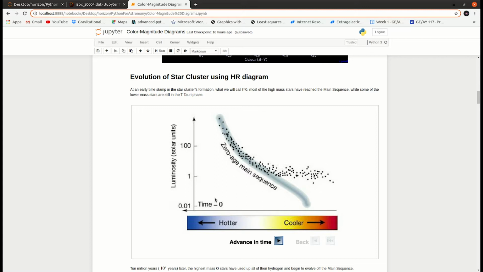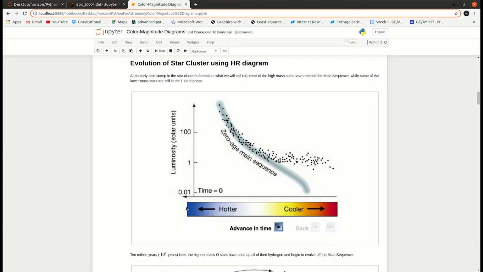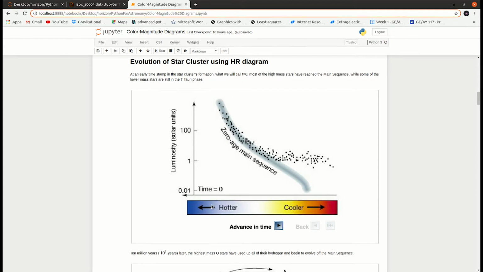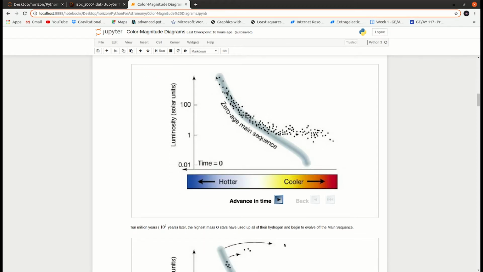It started at some point, and throughout the time it has evolved to a particular stage. That's a star cluster. Okay, so let's observe the HR diagram for a star cluster at t equal to 0. It looks something like this, and most of the stars are on the main sequence. None of them are in the red giant phase. That means most of them are doing nuclear fusion in their core and producing energy.